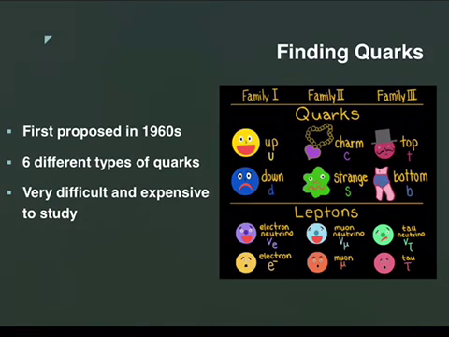Quarks were first proposed in the 1960s, and there are 6 different types of quarks. You can see those: 1, 2, 3, 4, 5, 6. They're very hard to study because they're so small, and they're very, very expensive. So just new for your bank of knowledge is that protons and neutrons actually have smaller particles that make them up, and those are called quarks. And gluons actually hold the quarks together.